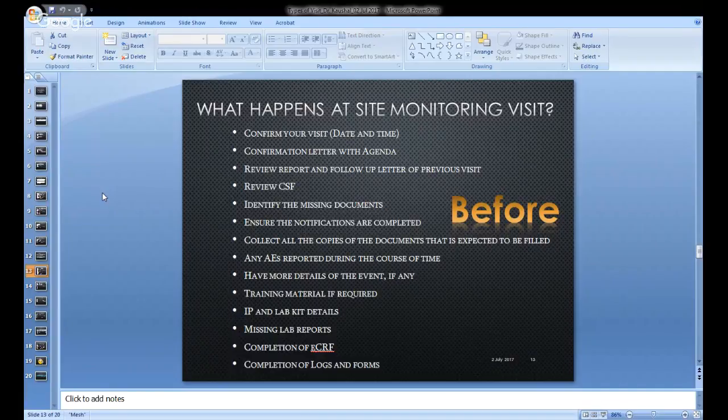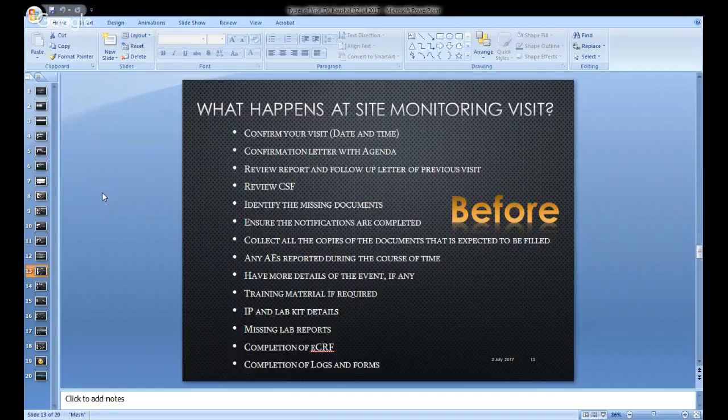Have more details of the event if any. Maybe some kind of adverse event is reported. You or we are not so very well medically qualified to understand that particular event. So before you go to the site, discuss that particular event with your medical monitor and be prepared with a clear picture of that particular indication so that your review and your analysis on that particular event becomes more clear when you are at the site.